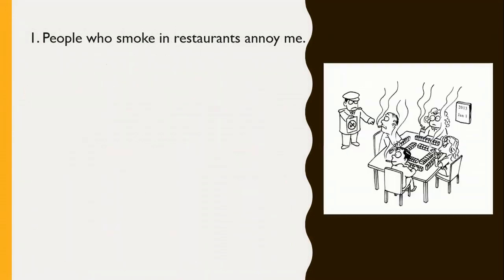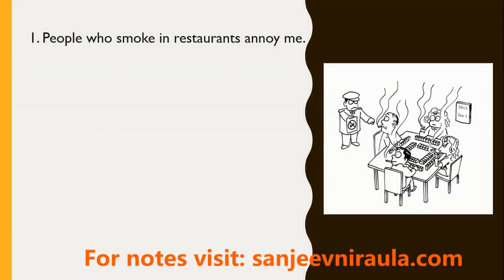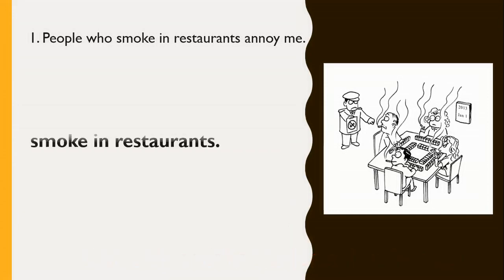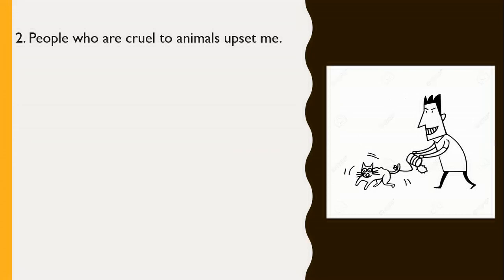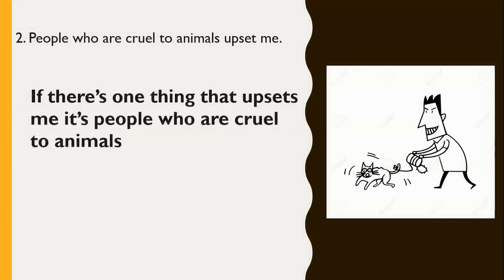Now let's see the exercises. Number one: People who smoke in restaurants annoy me. You have the word "annoy me" at the end, so you have the word "me". That's the first structure. The answer is: if there is one thing that annoys me, it's people who smoke in restaurants. You see, in front of people you are using "it's". That's very simple: annoy me, annoys me. Number two, we have "upset me" at the end, so it's "upsets me" in front of people. Again "it's": if there is one thing that upsets me, it's people who are cruel to animals.